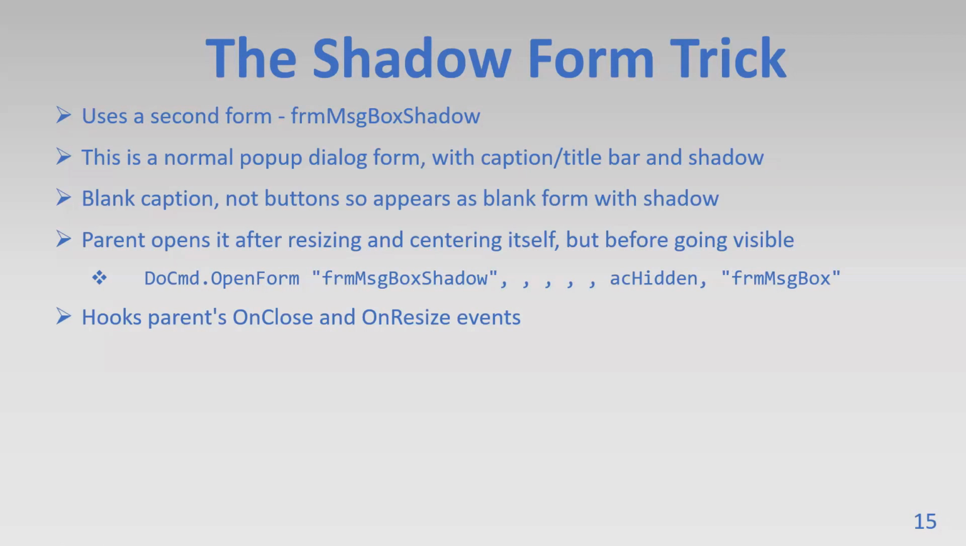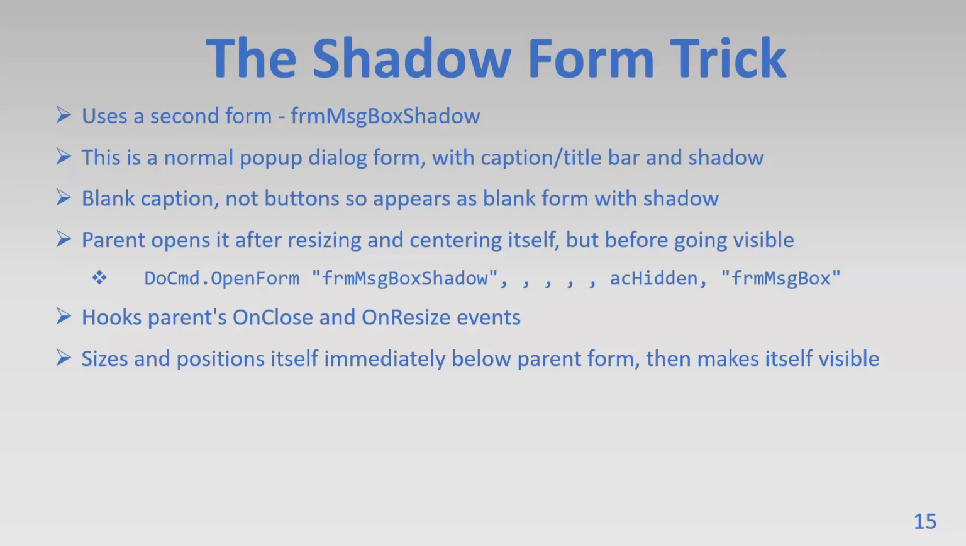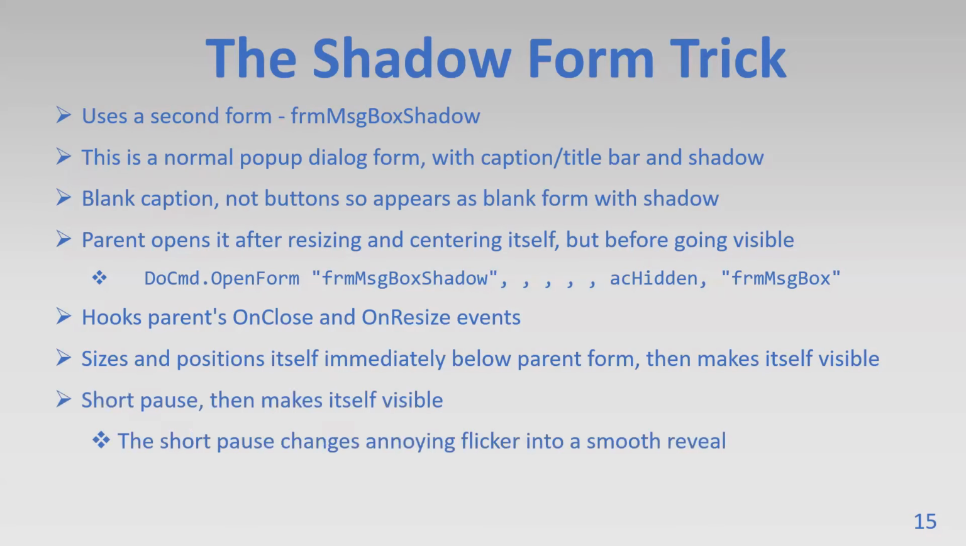It hooks into that form's close and resize events. It sizes and positions itself to be the same size and same position on the screen as the parent form. Then it makes itself visible. And because it's a normal dialog box, it gets drawn with the shadow. It waits for a short pause, and then it makes the parent form visible. Sorry, I've made a mistake there. It should say it then makes the parent form visible.